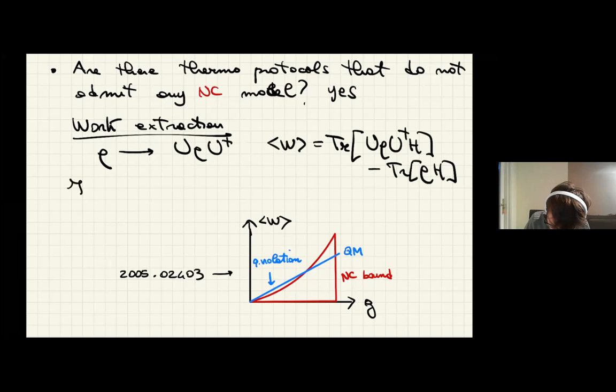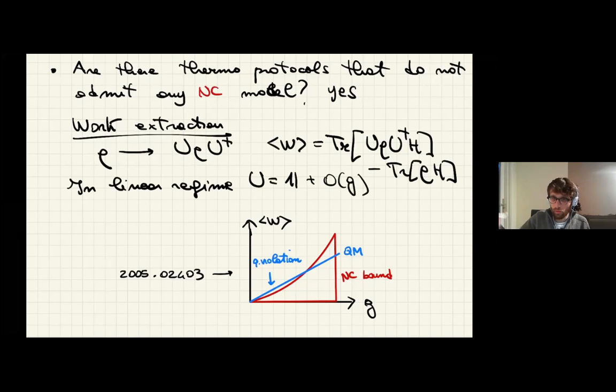And then in the linear regime, meaning that I'm taking my unitary and I'm looking at kind of the limit of a small action. So this unitary is actually going to be just the identity plus some small correction. So this is called the linear response regime.